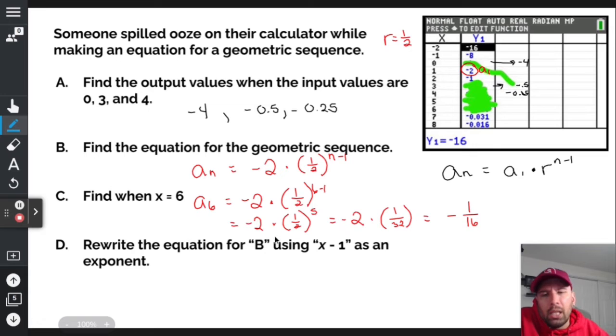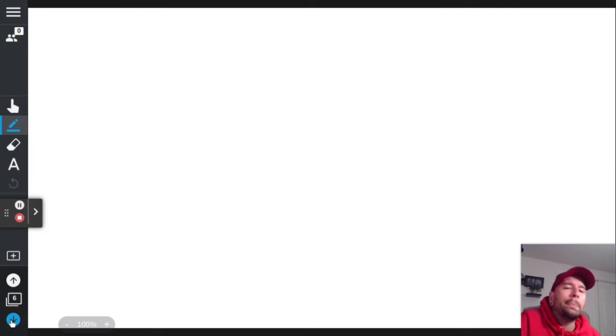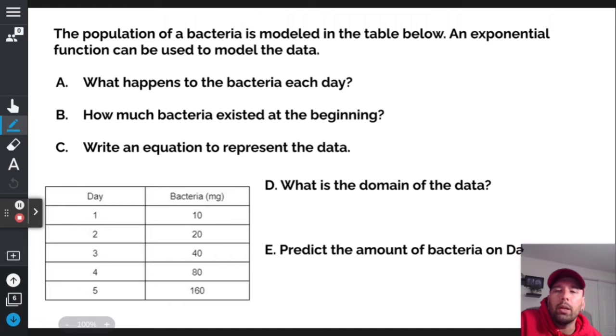Rewrite the equation of b, okay, for b, using x minus 1 as an exponent. Okay. I think when I created this problem, I meant to do something else, because that's stupid of me to do that. I'm not going to go back and change it. We will see manipulation of equations later on in this, so I'm not going to lose sleep over that. Easy problem. Easy problem. All right.